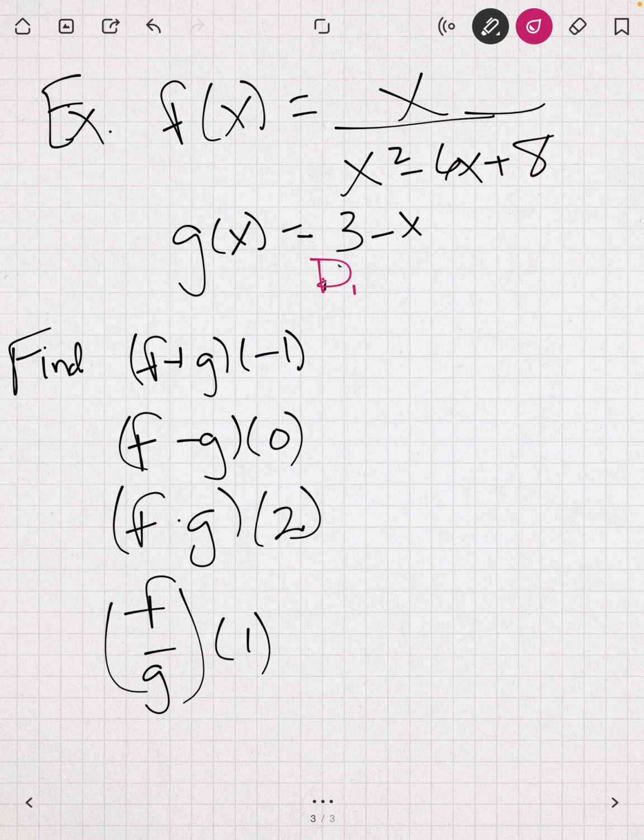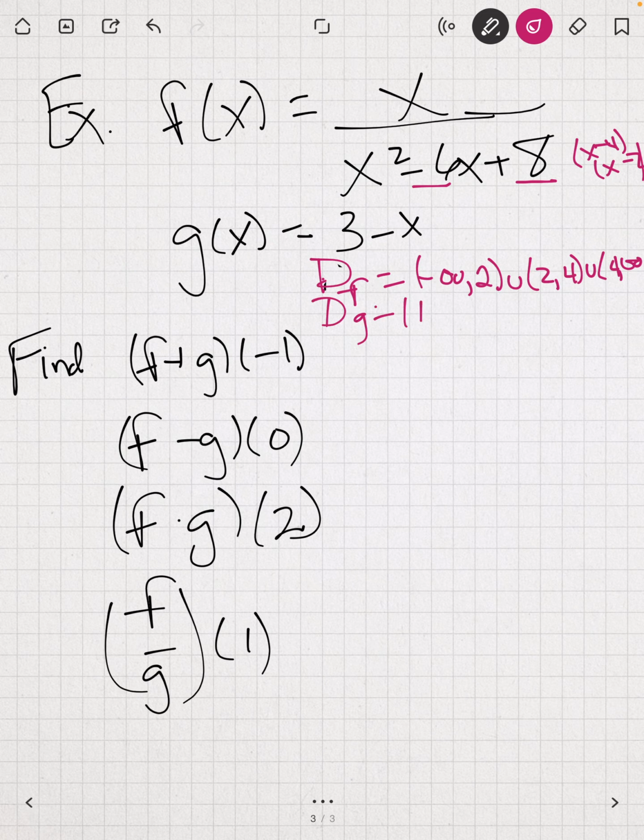The domain of f is only going to exclude when that denominator is 0. So let's see. We have two numbers that multiply to give us 8 and add to give negative 6. We can have x minus 4, x minus 2. That looks good to me. And so that's when x can't be 2 or 4. So we have negative infinity to 2, 2 to 4, 4 to infinity. And then our domain of g is just all real numbers.